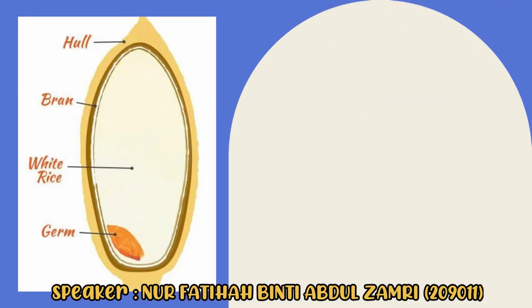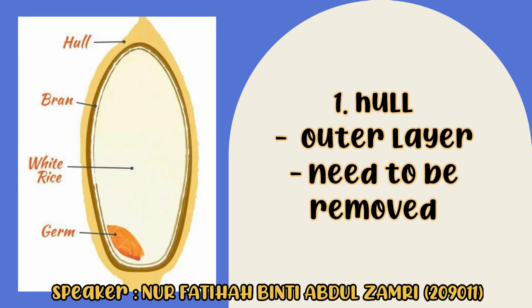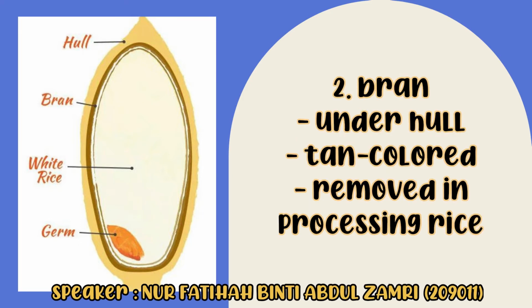Figures show the mechanical structure of a rice grain. Each grain of rice is enclosed in a tough outer hull that needs to be removed before it can be consumed. Bran is under the hull and usually tan-colored, but it may vary depending on the pigmentation in the bran layers. The bran layer may be consumed, but it is often removed when further processing rice.